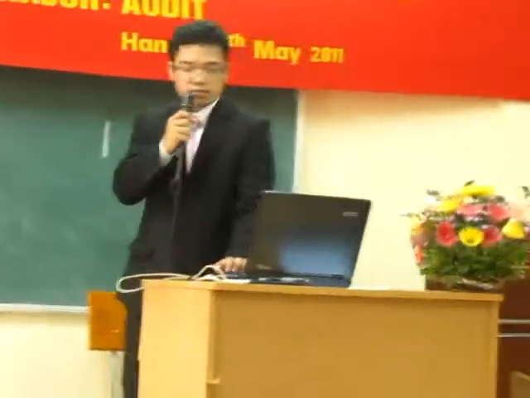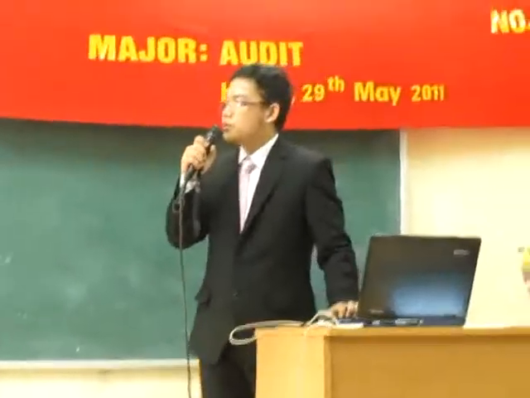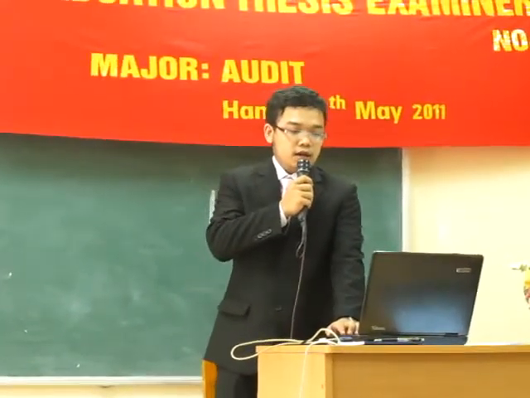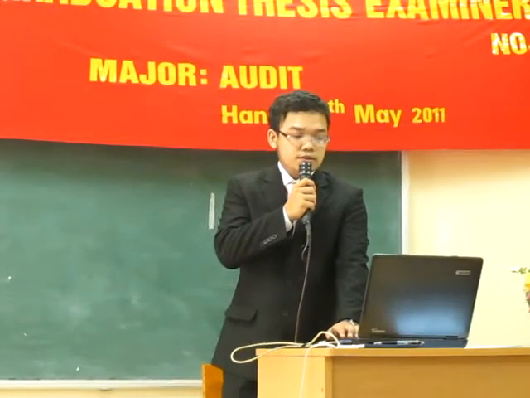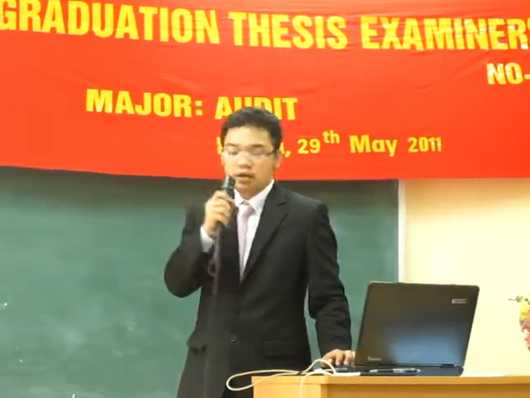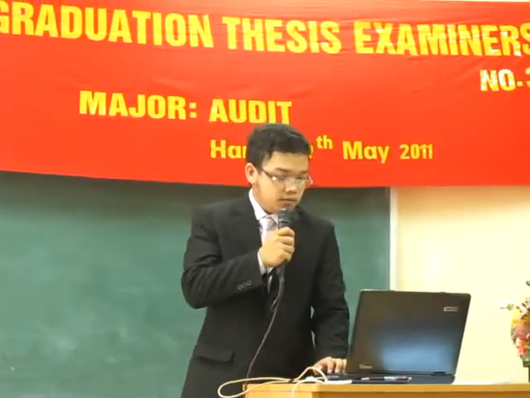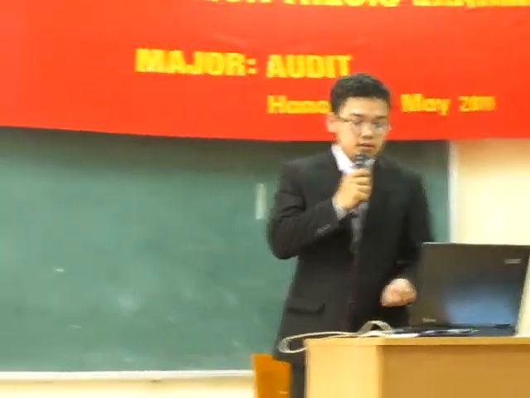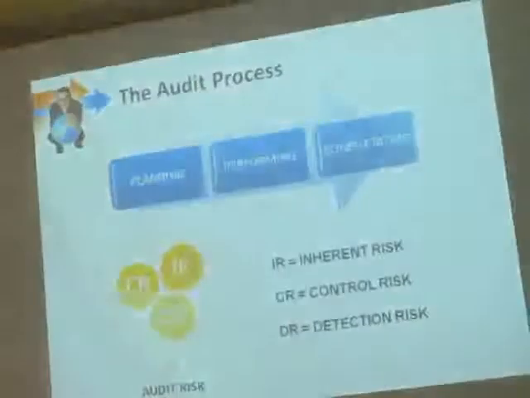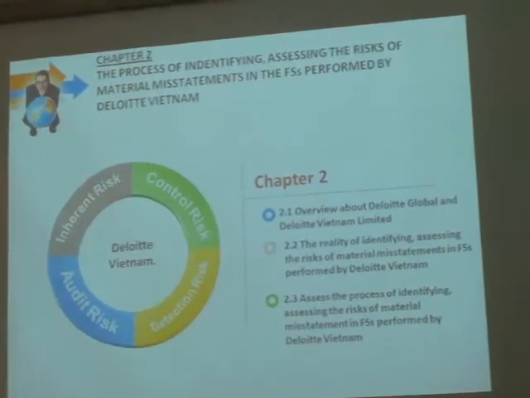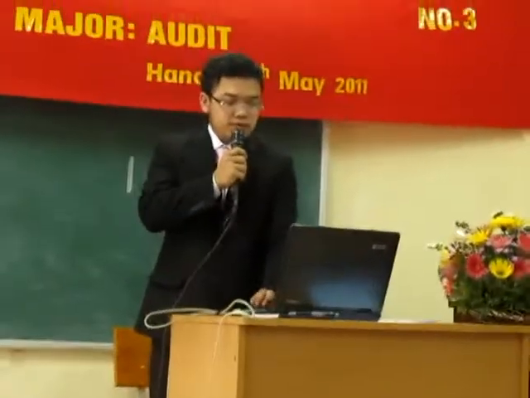Process of financial statement audit, and process of identifying and assessing the risk of material misstatement in financial statements. In this chapter, I pay attention to the audit process, which has three steps: planning, performance, and completion. On another hand, I mention the risks, such as inherent risk, control risk, and detection risk, which we have met a lot in audit. Let's pass on to chapter 2.